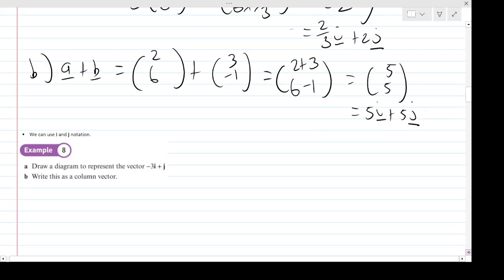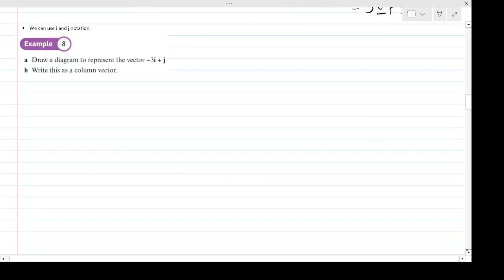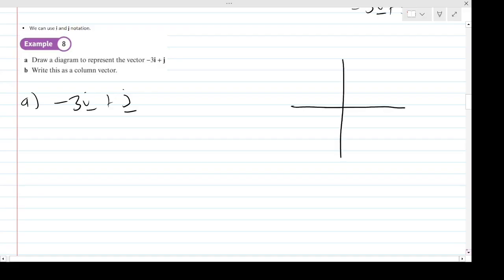Now we look more into this I and J business. So they're asking us firstly to draw a diagram of the vector minus 3 lots of I, add J. Now again, this is basically 1 lot of J, right? There's a hidden 1, just like with normal algebra terms. But this is minus 3I and J. Well, it works pretty much exactly the same as with normal column vectors, right?